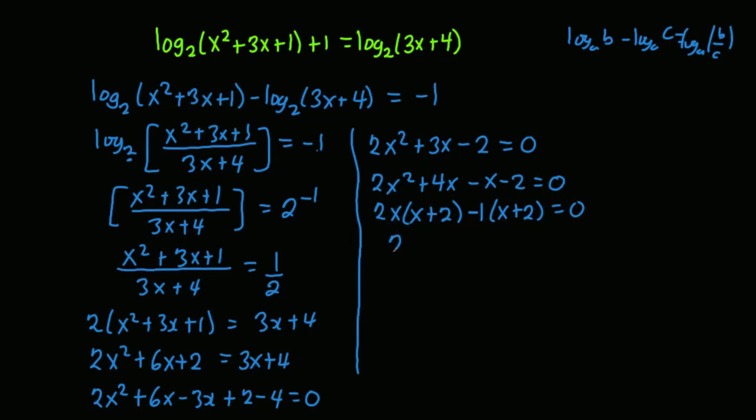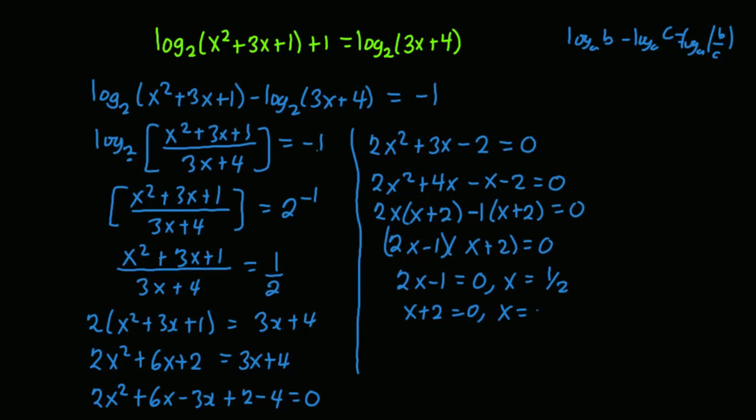So you can see that we have 2x minus 1 and x plus 2 is equal to 0. And so we have 2x minus 1 is equal to 0, where in this case x will give us 1 on 2, or x plus 2 is equal to 0, where in this case x will give us negative 2. So having gotten these two values, we are supposed to test these values on the original equation.